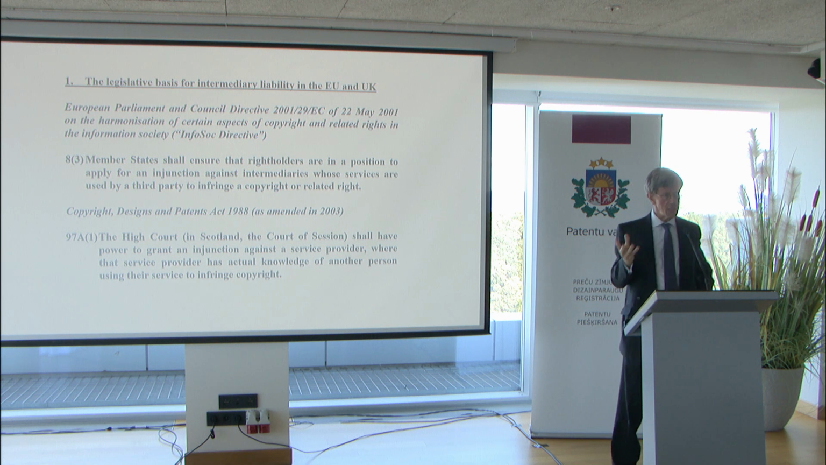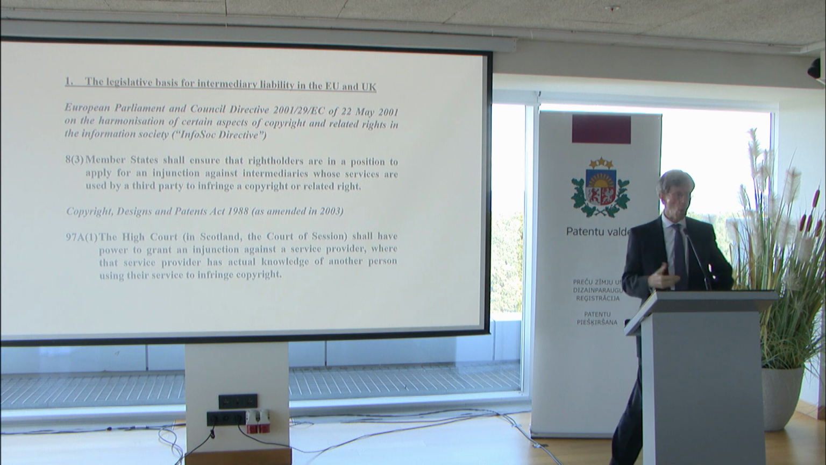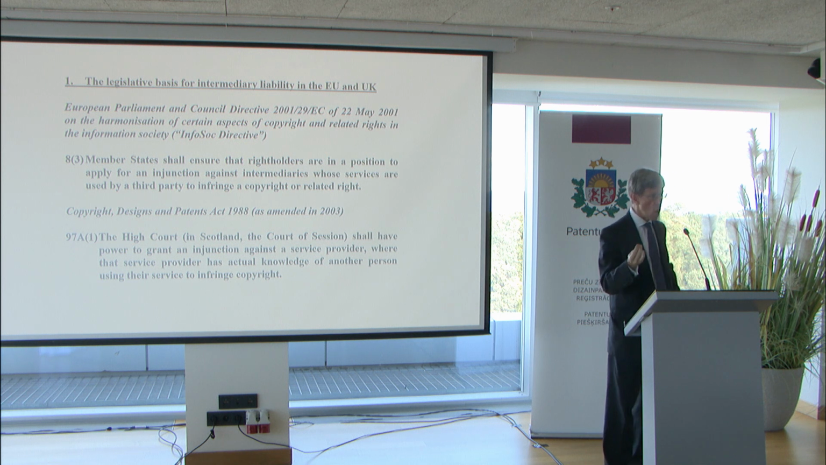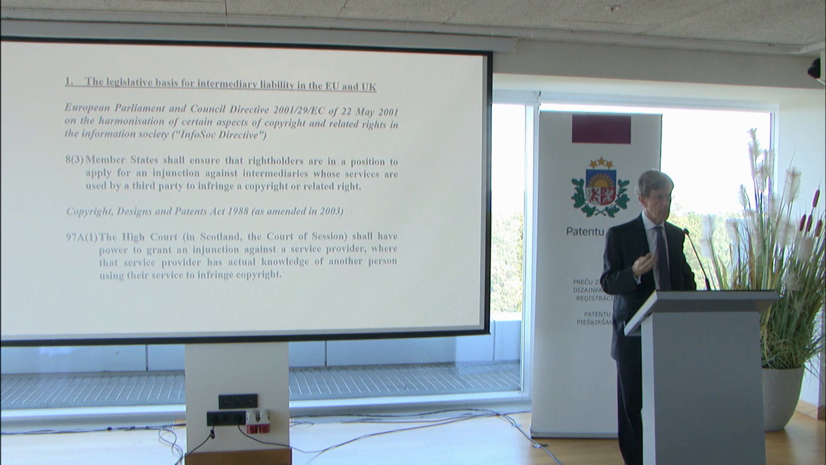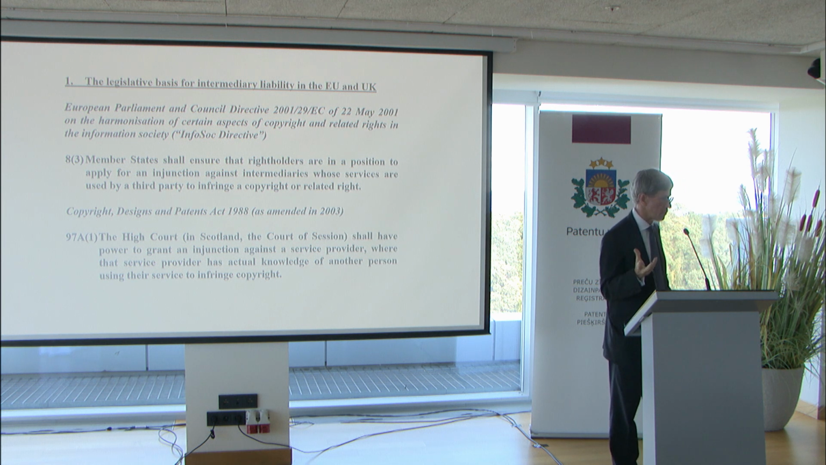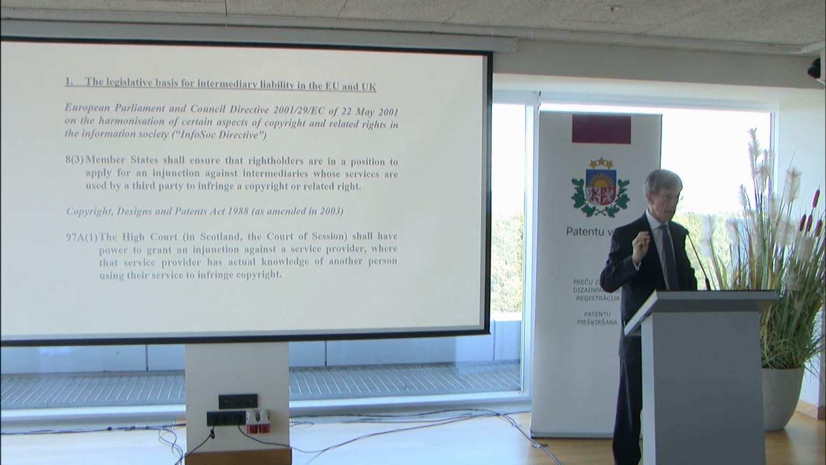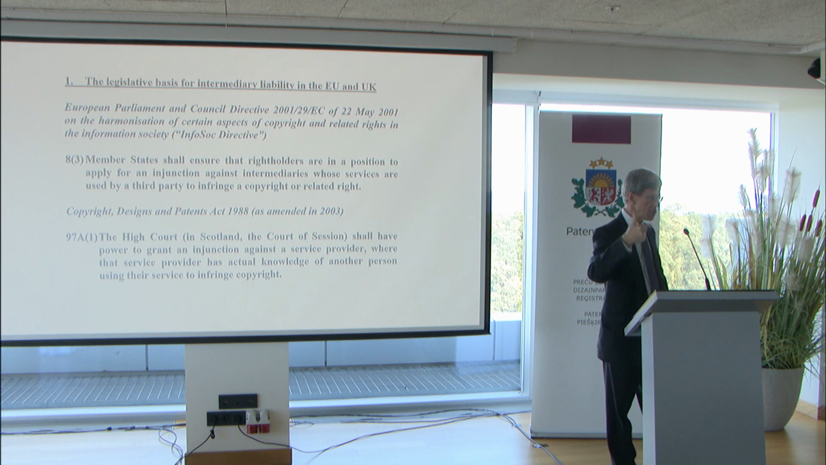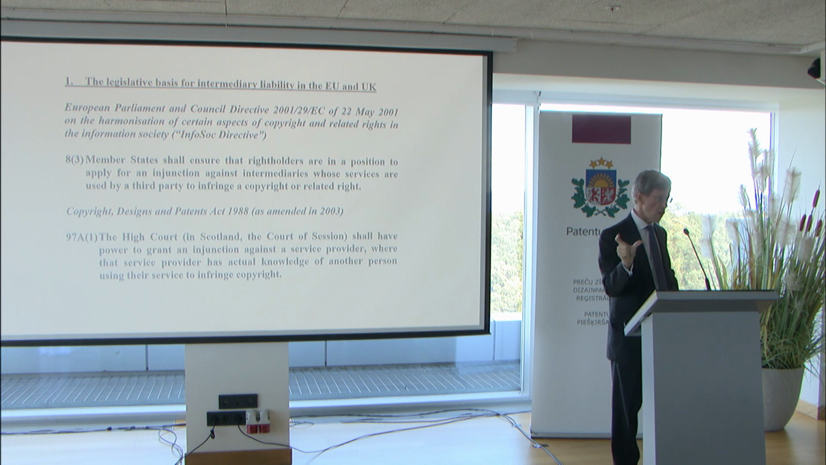Now, at this point, you might be asking yourselves, well, what's the rationale for this form of liability? And this is what the economists call lowest cost avoidance. So there's an economic theory behind this, which says that there are certain situations where, economically speaking, the lowest cost way of dealing with infringement is by requiring an intermediary to take steps.